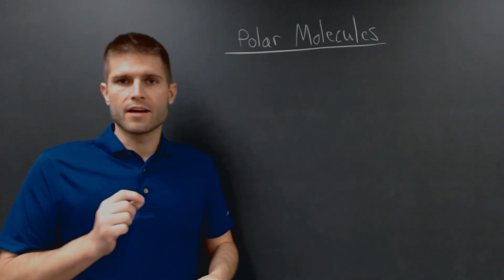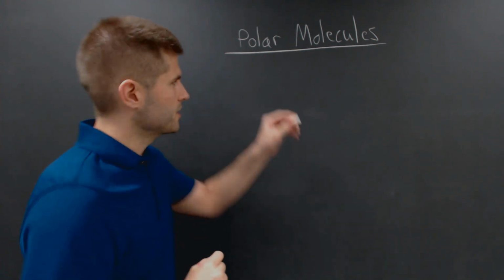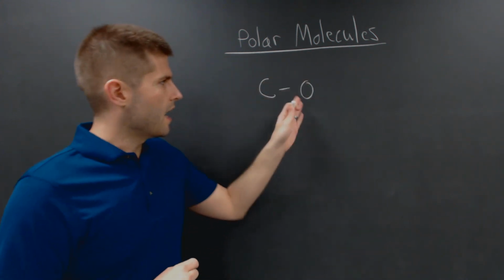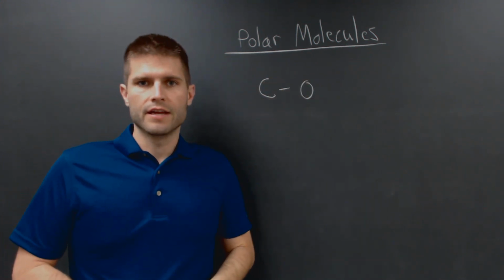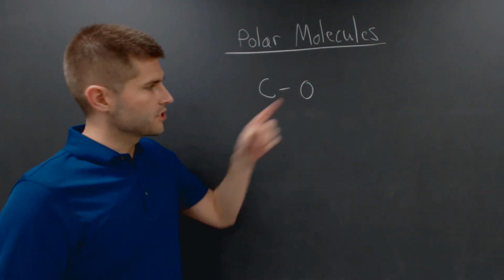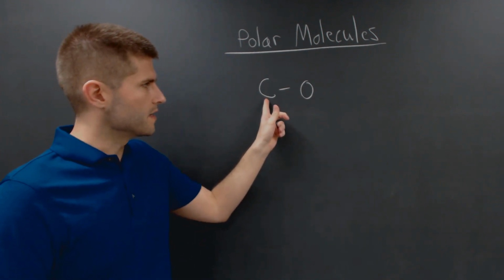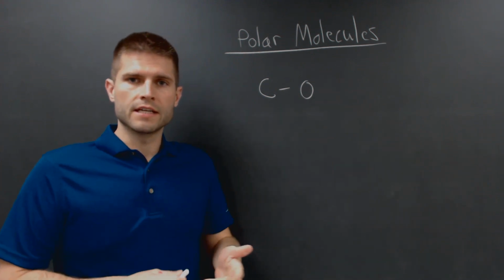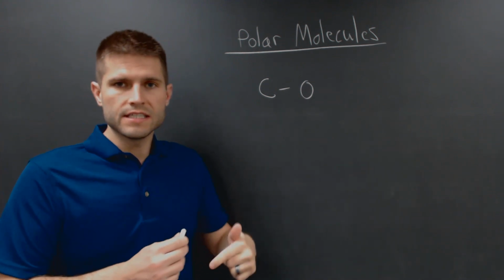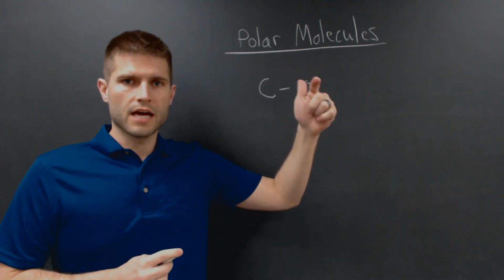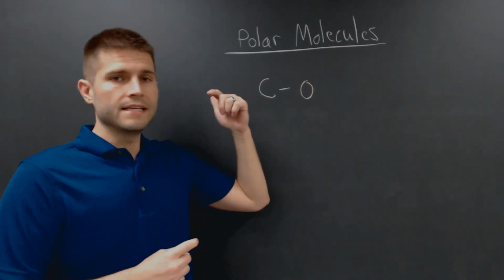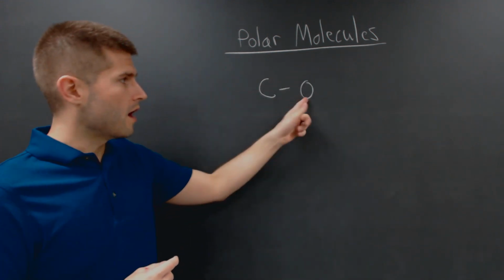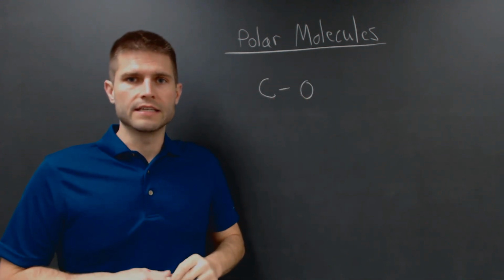Let's take a carbon-oxygen bond, just a single bond, carbon to oxygen. We know that oxygen has a higher electronegativity. The reason we know oxygen has a higher electronegativity than carbon is because oxygen is closer to fluorine. The trend in electronegativity increases as you go from the bottom of the periodic table to the top, and it increases going from the left to the right. So oxygen has to have the higher electronegativity.